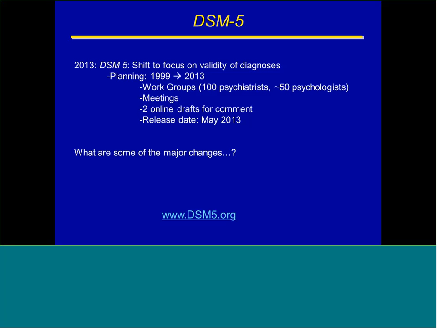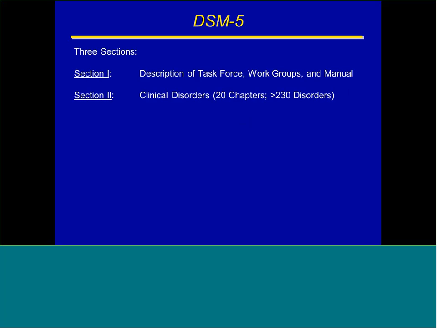I want to talk about what some of the major changes are, and if you're interested, DSM-5.org has all of the changes outlined really nicely. It's a pretty user-friendly website, and I encourage you to check it out. DSM-5 has 3 main sections. The first section, aptly called Section 1, is simply a description of the DSM process, the work groups, and the manual itself. Section 2 is the real meat of the manual, and this is where we see listed the clinical disorders. There are 20 different chapters of disorders and over 200 disorders included.